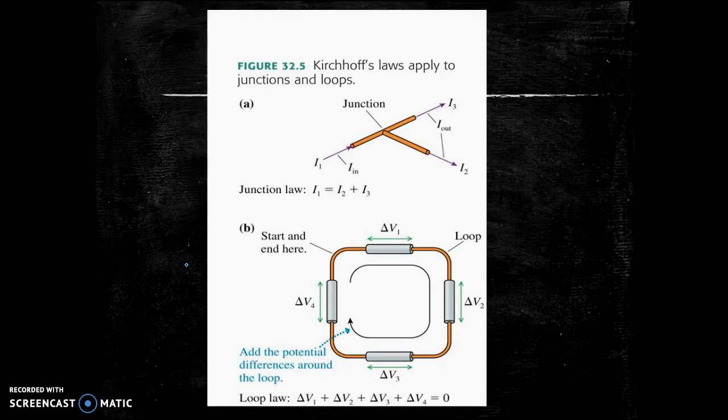Figure B shows an example of a circuit with 4 circuit elements. These elements could be resistors. So, in going around the circuit in the direction of the arrow, which represents the loop, one traverses these 4 elements. Therefore, the sum of the potential differences V1, V2, V3, and V4 must equal 0.